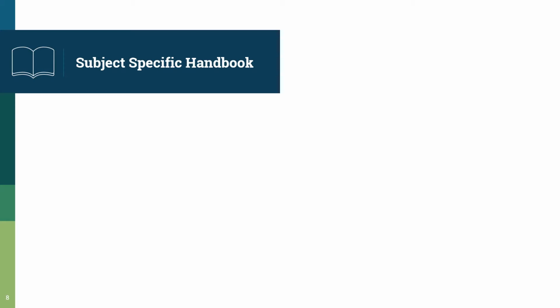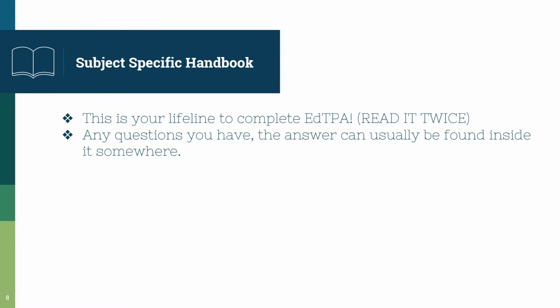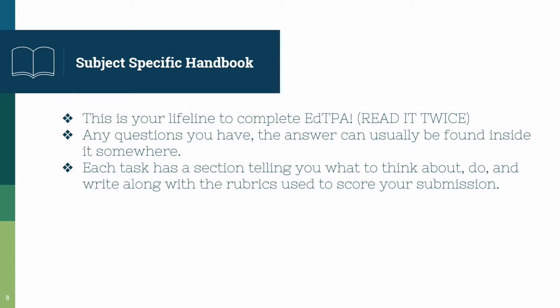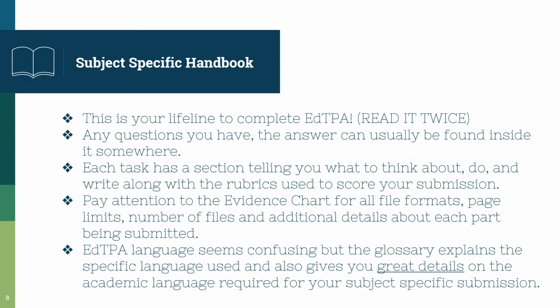The first resource you'll be introduced to is your subject-specific handbook. This is your lifeline to complete EdTPA. It is advised everywhere to read it twice. Any questions that you may have, the answer can usually be found inside of it somewhere. Each task has a section telling you what to think about, what to do, and what to write, along with each of the rubrics that will be used to score your submission. Pay attention to the evidence chart for all the file formats, page limits, number of files, and additional details about each part being submitted. EdTPA language seems confusing, but the glossary explains the specific language used and also gives you great details on the academic language required for your subject-specific submission.